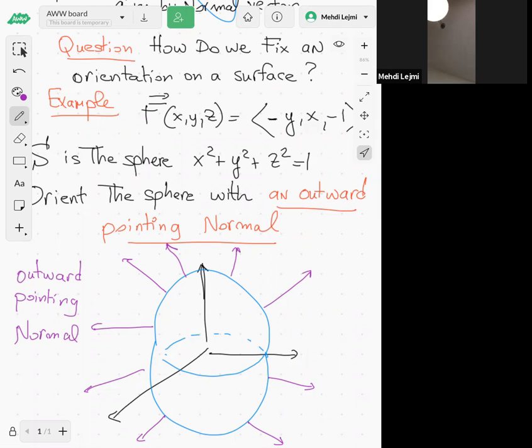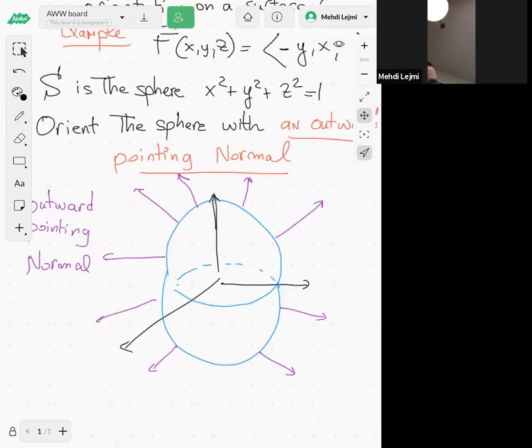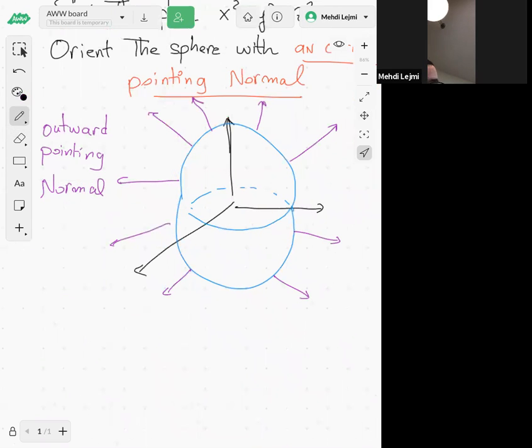So of course, if it goes inside the sphere, that will be an inward pointing normal, right? Just to remark that if it goes inside the sphere, that will be an inward pointing normal.